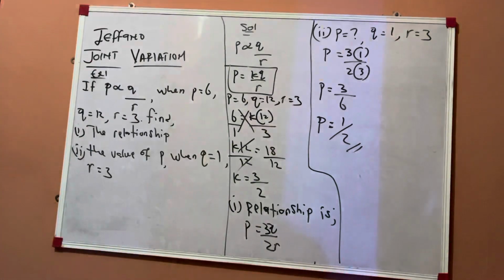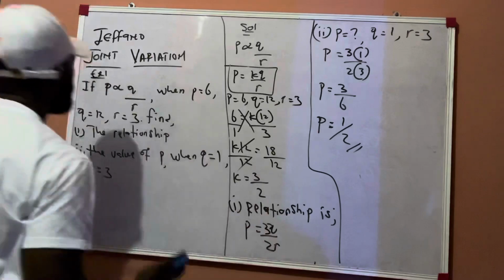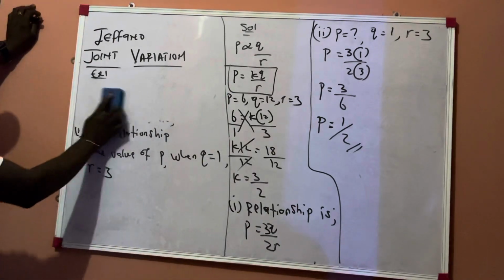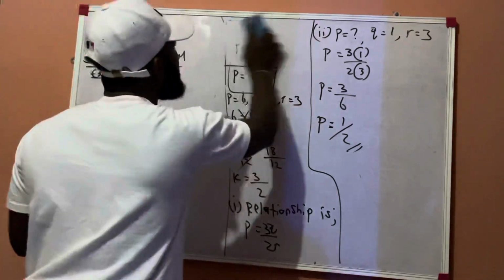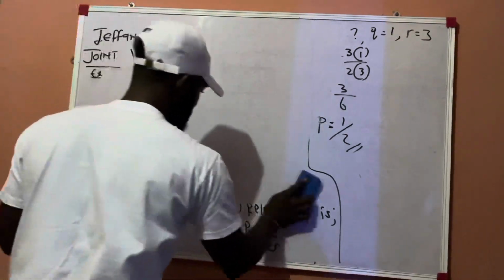Okay, now that is example number 1. What if we have this type of example? Example number 2 now. Let's be fast about this, okay? Example number 2.